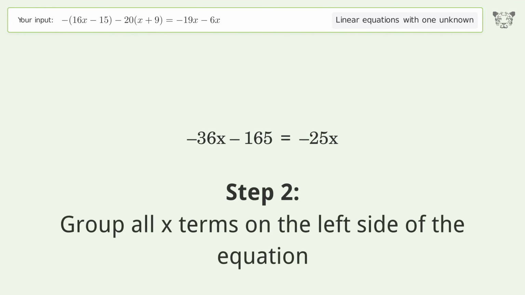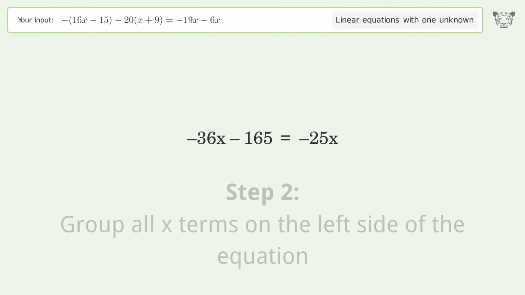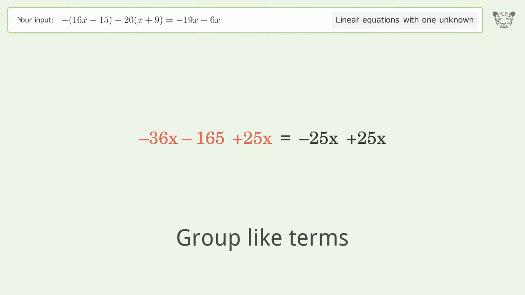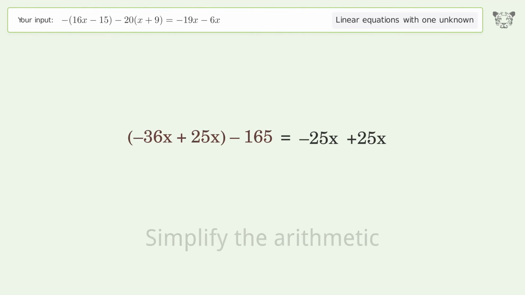Group all x terms on the left side of the equation. Add 25x to both sides. Group like terms. Simplify the arithmetic.